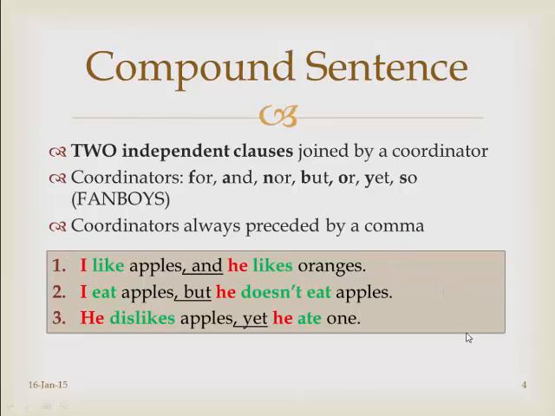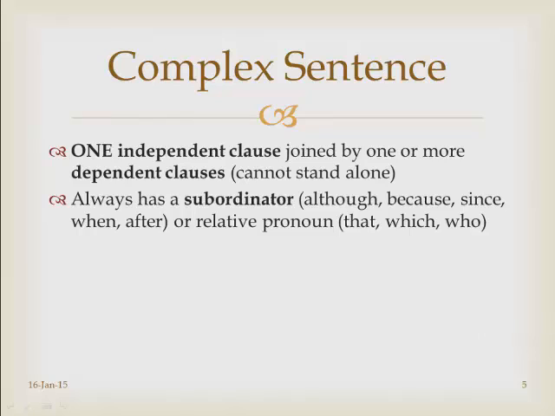Then what about complex sentences? Well, a complex sentence is a little bit complex, okay? So you have one independent clause, like one simple sentence, but it is joined by one or more dependent clauses. So this is a little different. It's not independent, it is dependent because it cannot stand on its own. It doesn't really make sense by itself, okay?